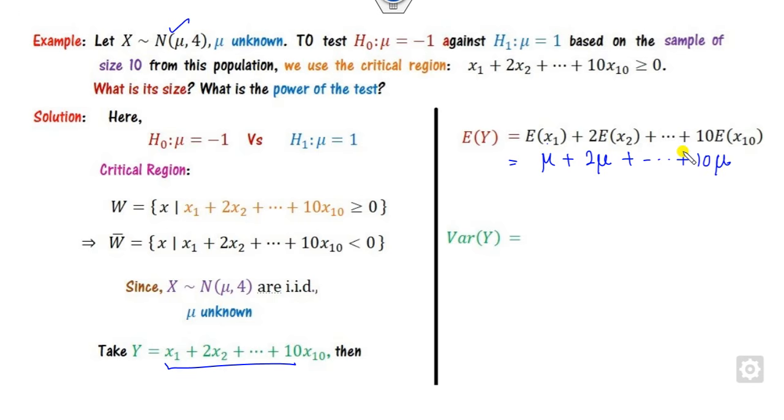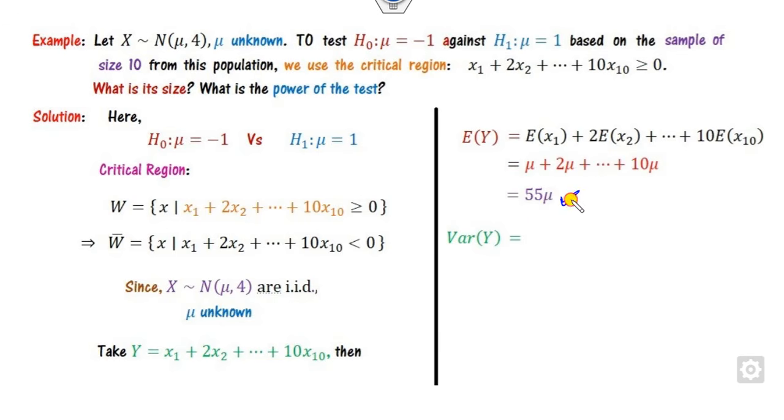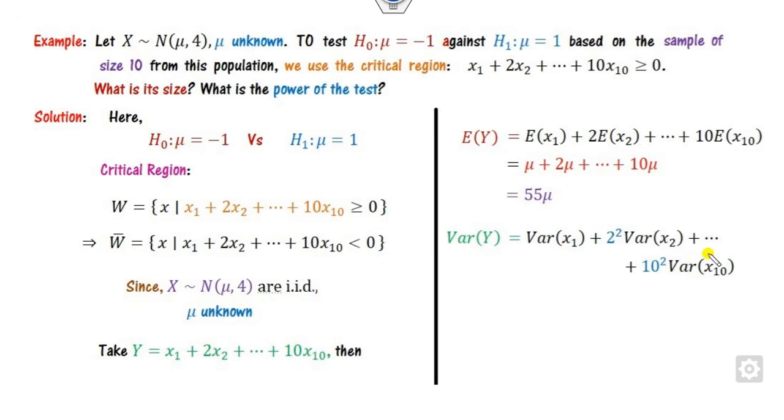What is E of x2? They are IID, so they are always the same, plus the 10 mu. If you take the sum, you will get this answer as 55. How do you find the variance of this? This is nothing but the variance of x1, plus variance of x2, and so on. The variance of x1 is 4. The variance of x2, all are IID, so it's 4. So you can see the result after the calculation.